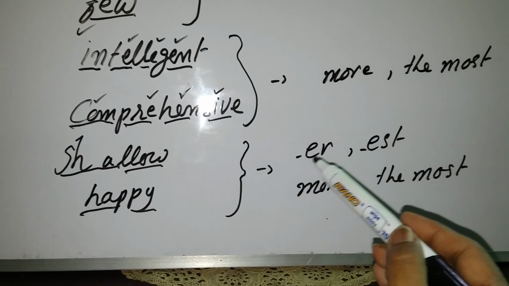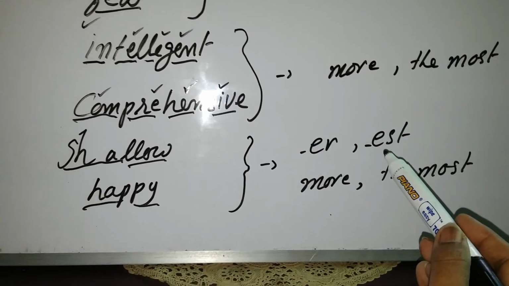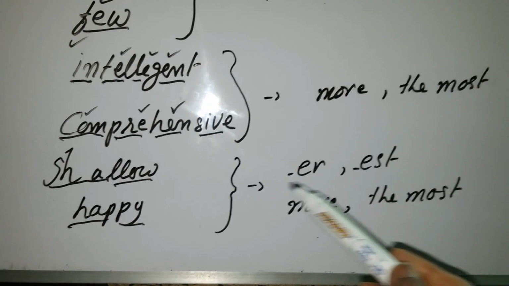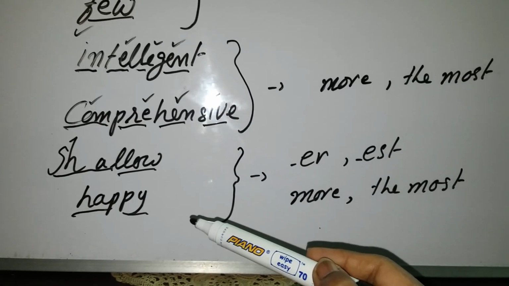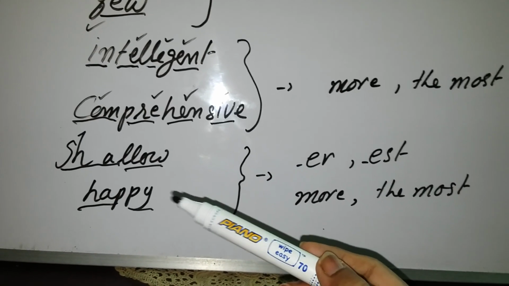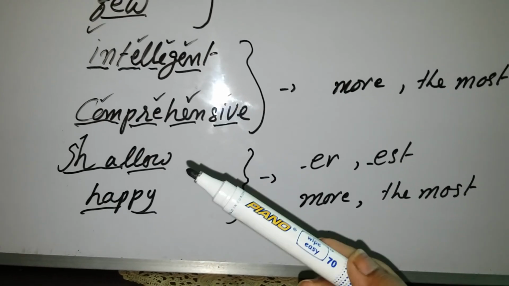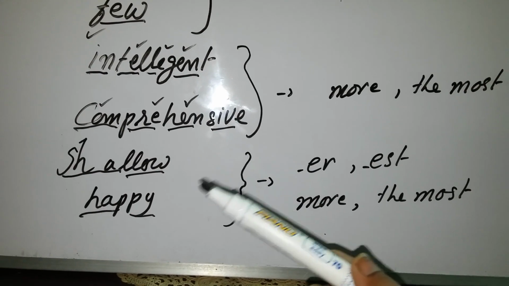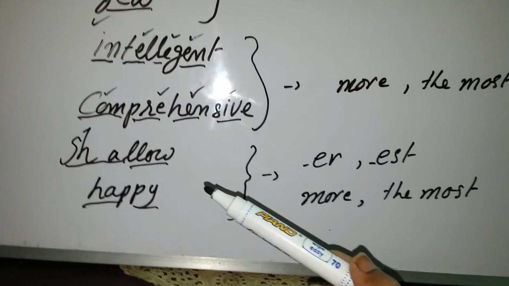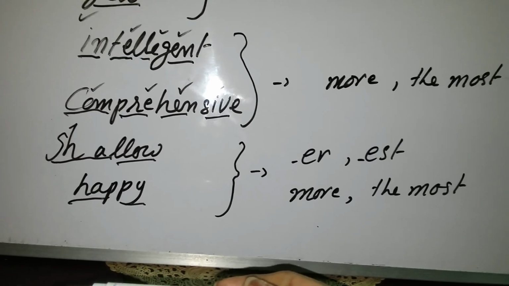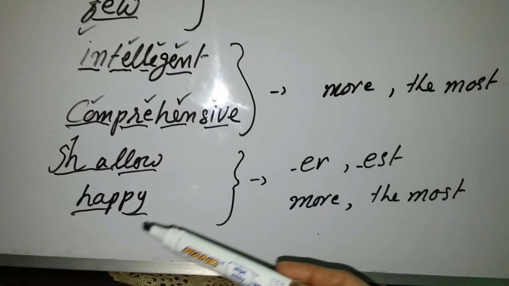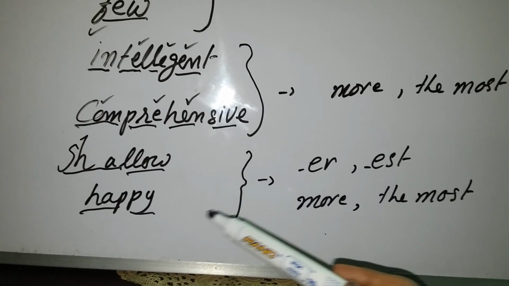You can put ER and EST to convert them into comparative or superlative degree. You can also use more and the most before them for converting them into comparative and superlative degree. So you can say that 2 unit words can be converted in both ways. They can carry ER and EST after them, and they can also carry more and the most before them. Shallower, shallowest. Happy, more happy, the most happy.